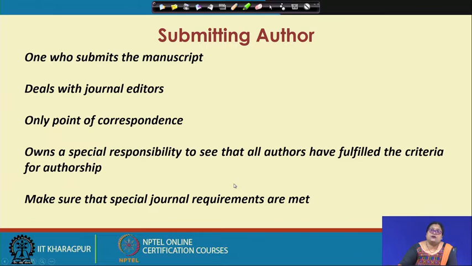The submitting author is the one who submits the manuscript and deals with journal editors. This is the only point of correspondence and carries a special responsibility to see that all authors have fulfilled the criteria for authorship and that the special journal requirements are met. So, this author tries to correspond and seeks to maintain that all the criteria with respect to the journal publication have been met or not.